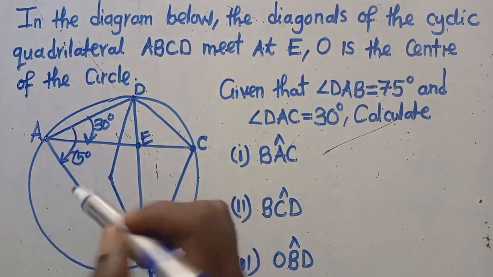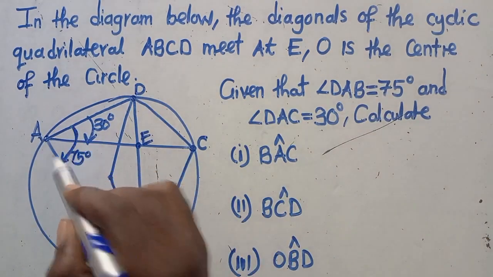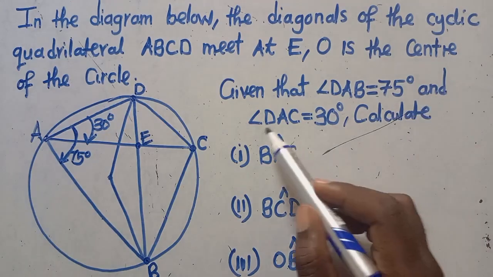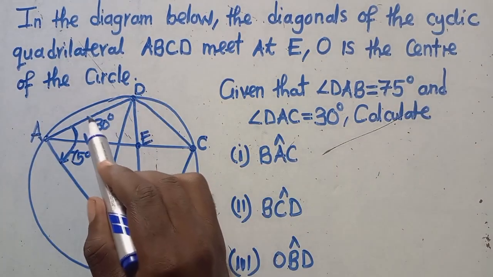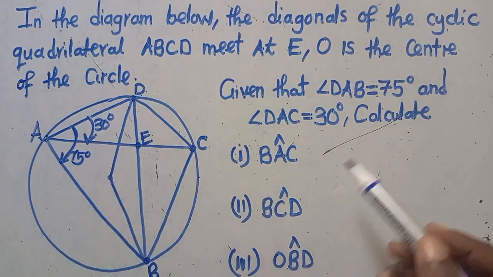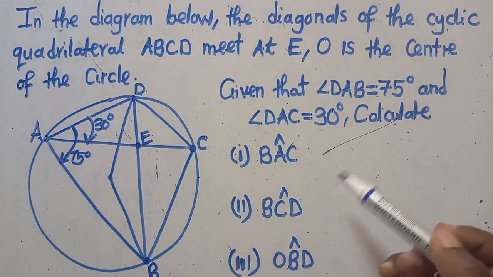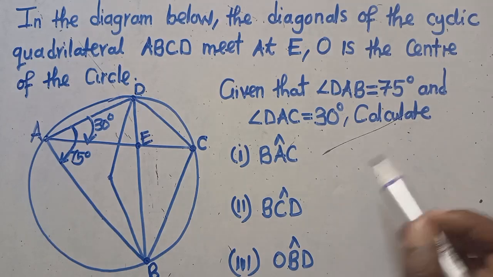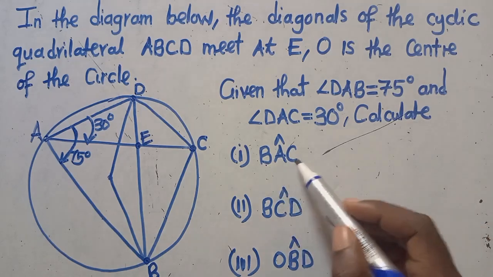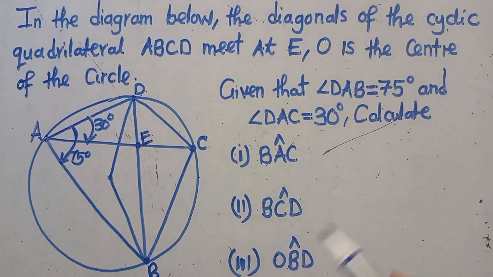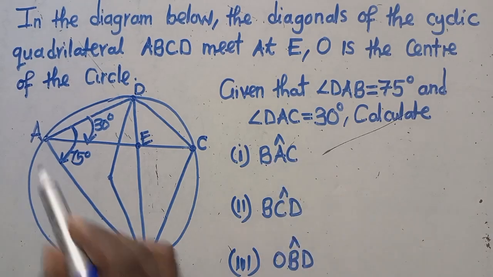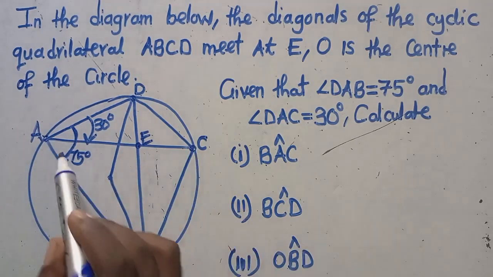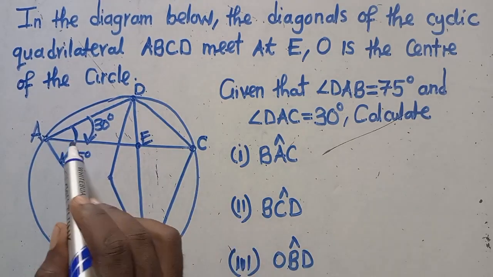DAB, this angle there is equal to 75, and the angle DAC, this angle there, is equal to 30 degrees. Calculate. The first question: we are told to calculate BAC. How can we answer this particular question? BAC. We want to find this angle from here up to there.